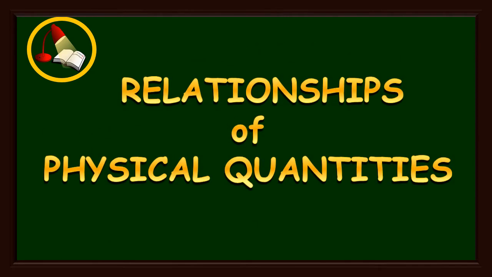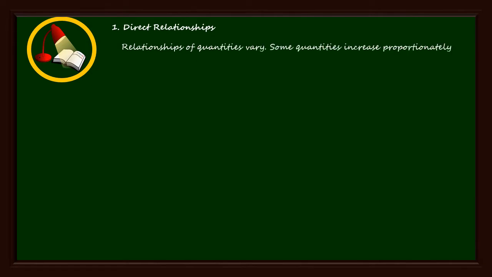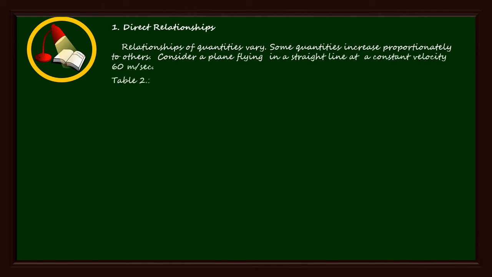And now let us discuss the relationships of physical quantities. Let's get started with direct relationships. Relationships of quantities vary. Some quantities increase proportionately to others. Consider a plane flying in a straight line at a constant velocity of 60 meters per second. Table 2.1 lists the position of the plane at various times during a 5-second interval.